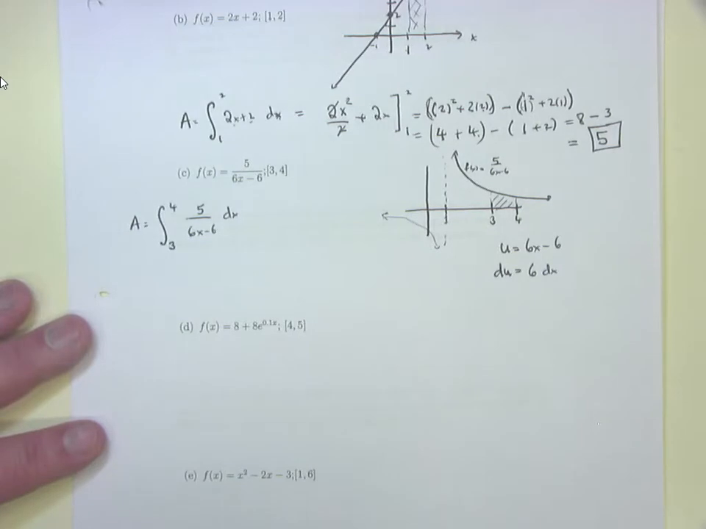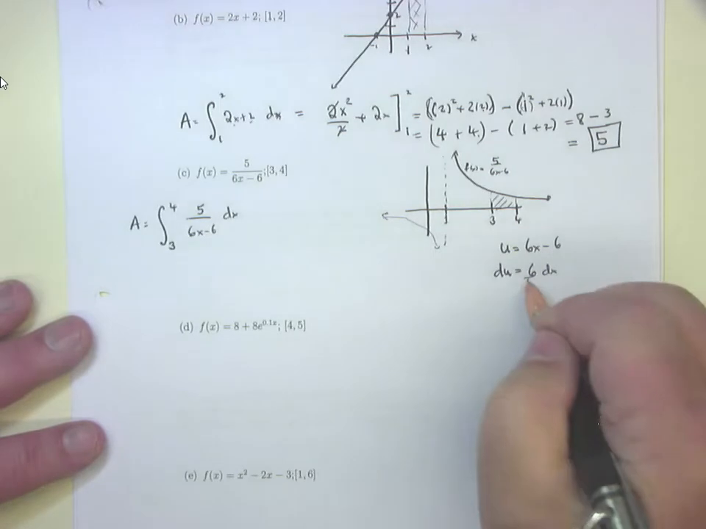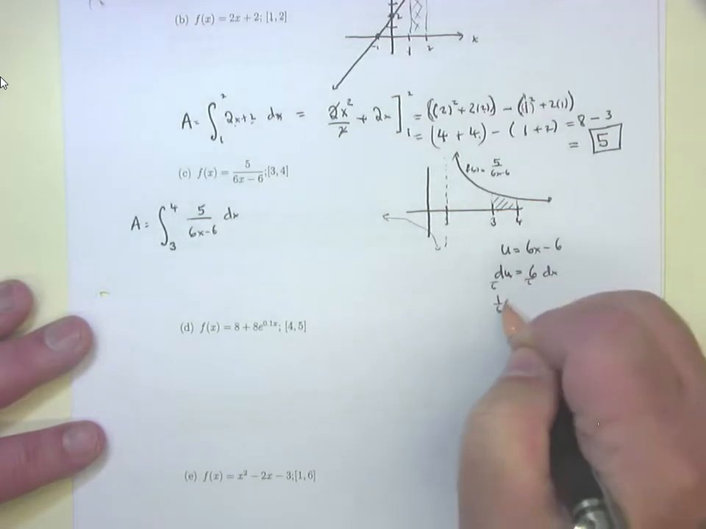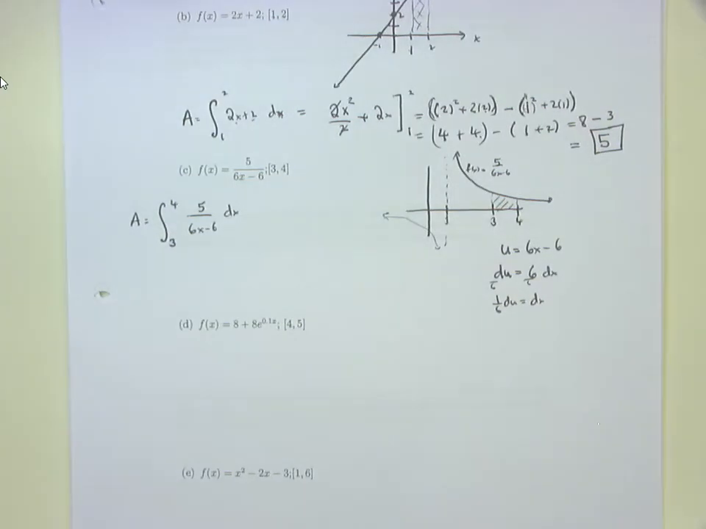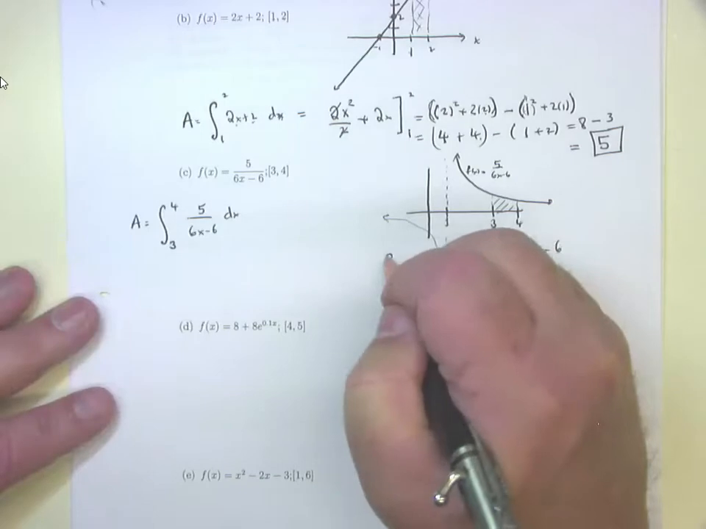Step 1, find u. Step 2, find du. Step 3, move the constant to the other side. Divide by 6 on both sides. That gives me 1/6 du equals dx. Step 4, substitute. And again, I don't worry about the bounds. I'm just going to integrate.